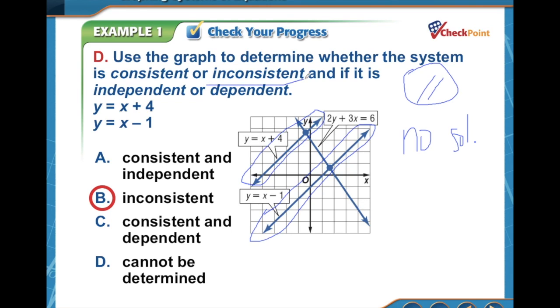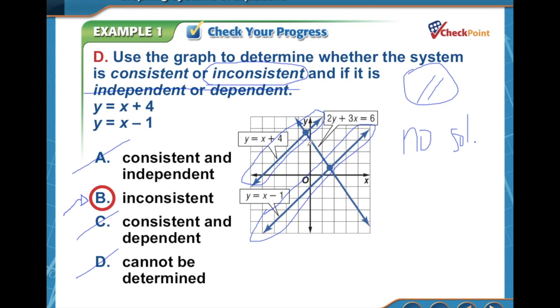Well, it's inconsistent, right? So anything that says consistent we know would be wrong. We can determine it. And since they never meet, we know they're inconsistent, and we can't say that there's anything dependent or independent because there's no solution. So inconsistent is always left by itself. That's the only thing you can say. Inconsistent, since these lines are indeed parallel.